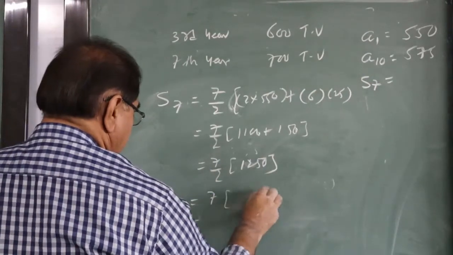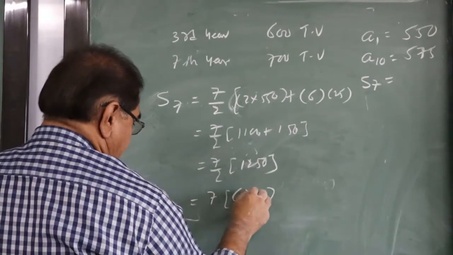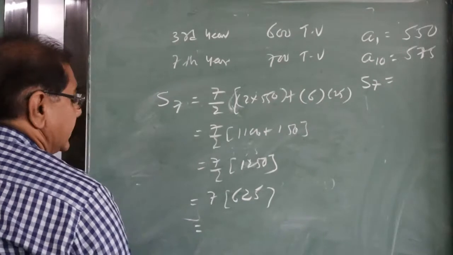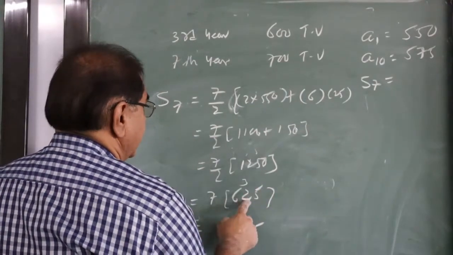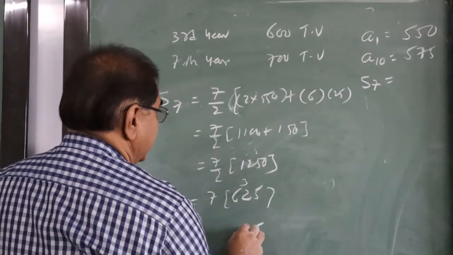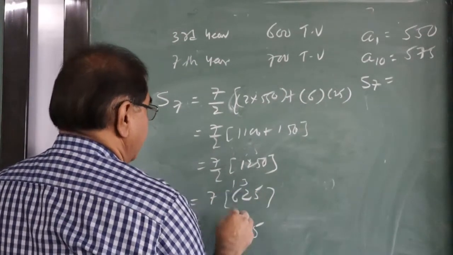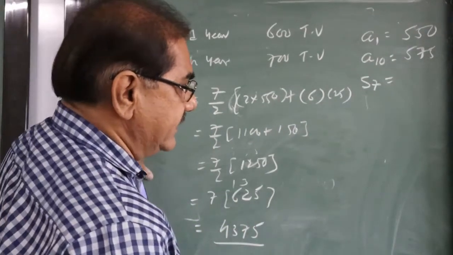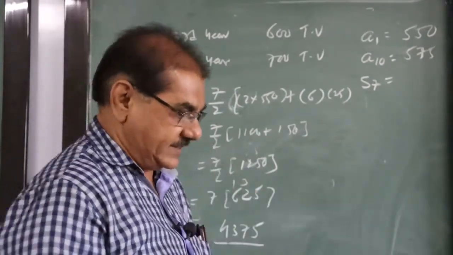So divide by 2, 6 2s are 12, 2 2s are 4, and 5 2s are 10. So 625 7s will be your answer. 7 5s are 35, 3 carry forward, 7 2s are 14 and 3, 17, 1 carry forward, 7 6s are 42 and 1, 43. So the total production up till the 7th year is 4,375 TV sets. Okay.